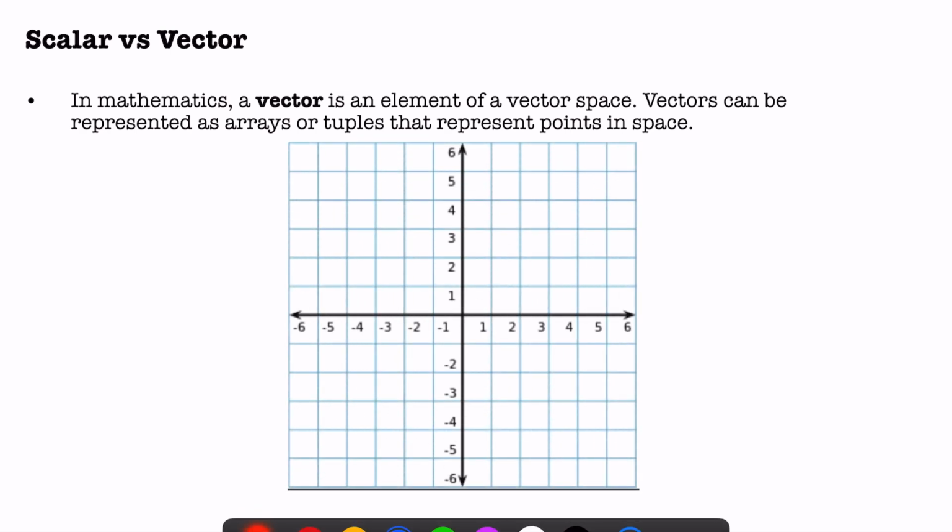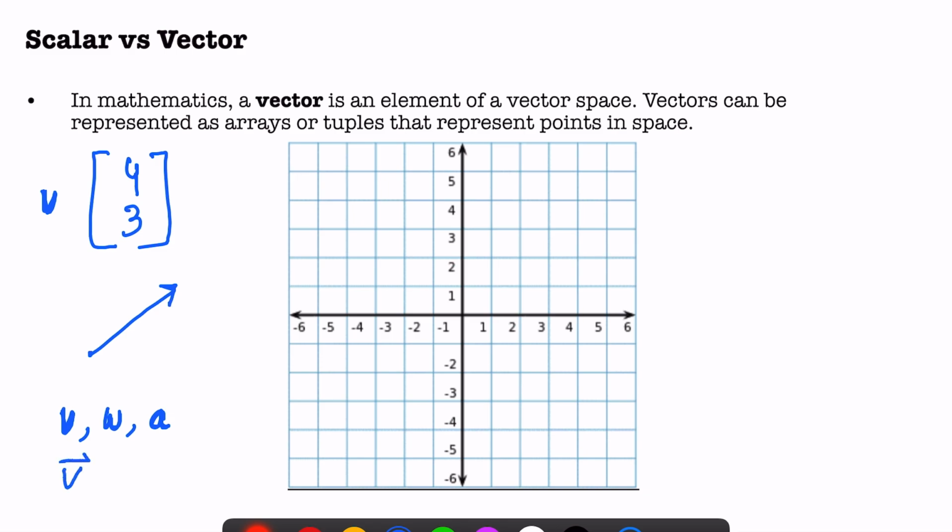Consider a vector is 4, 3. We can represent it in this way, and also we can represent it as an arrow pointing to some point in space. And how do we represent a vector? We represent a vector with a small letter in bold font. Let's say v, or small letter in bold font v, w, let's say a, in bold font. Also sometimes it's represented as a small letter with an arrow on top of it.